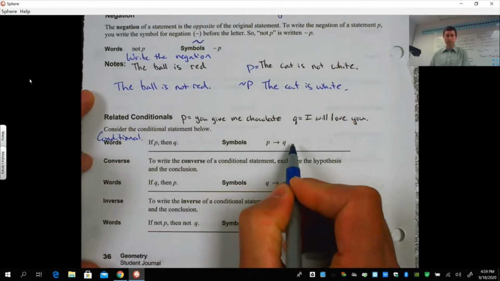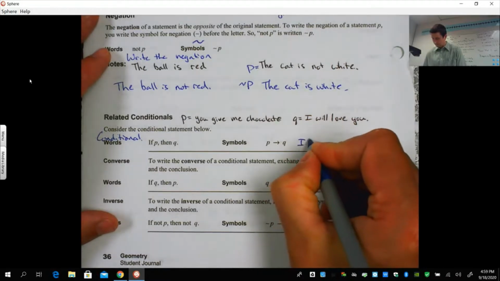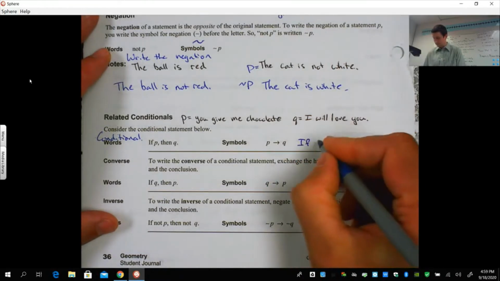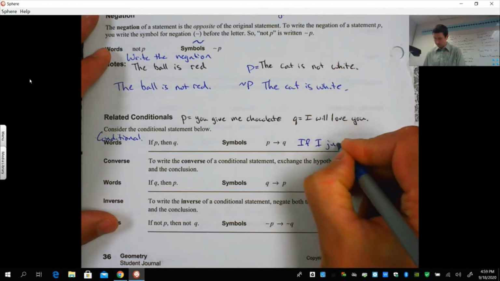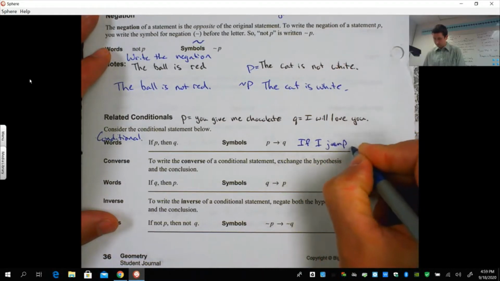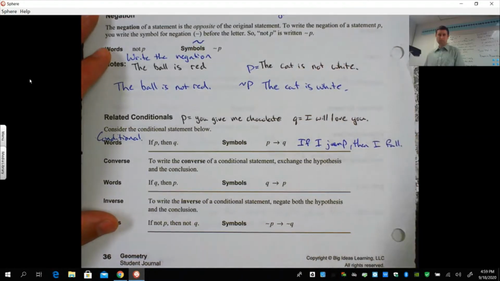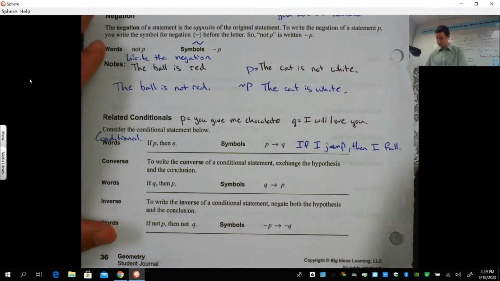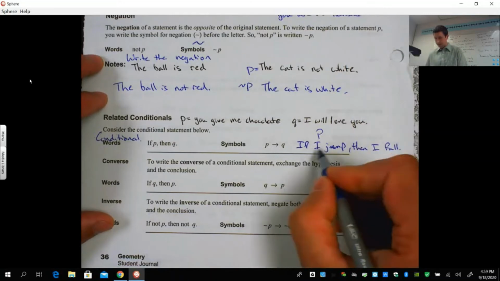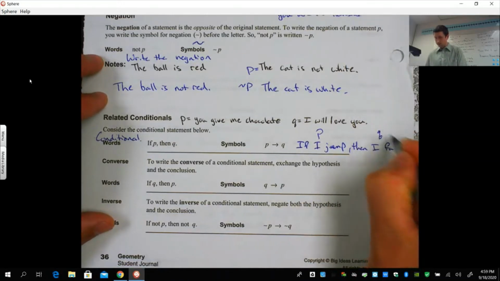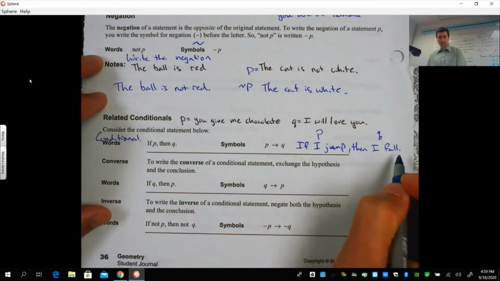P implies Q. So this could be: if I jump, then I fall. Okay, I don't know, made it up. If I jump, then I fall. So this makes P the "if I jump" part, the "I jump" part. That makes Q the "I fall." So this is a hypothesis, I jump. The conclusion is I fall.